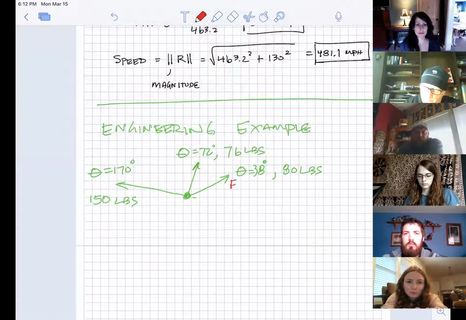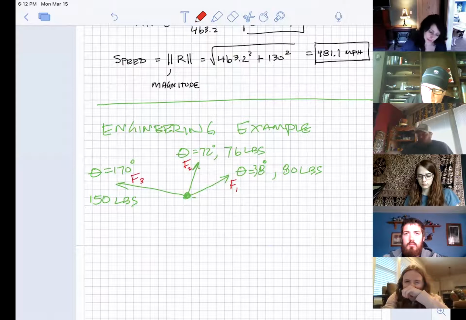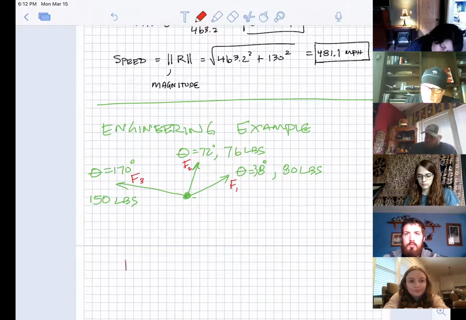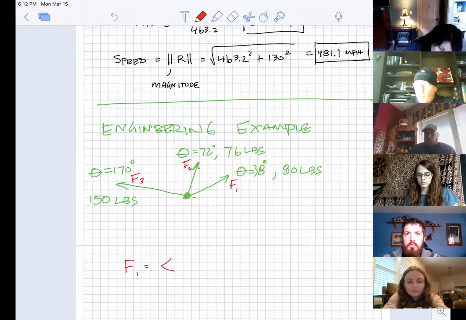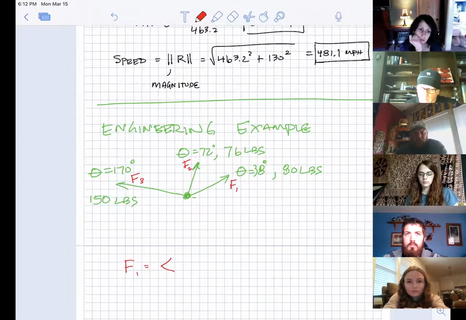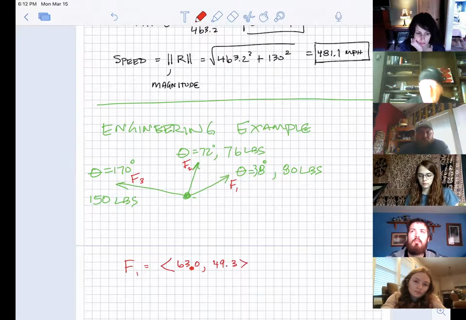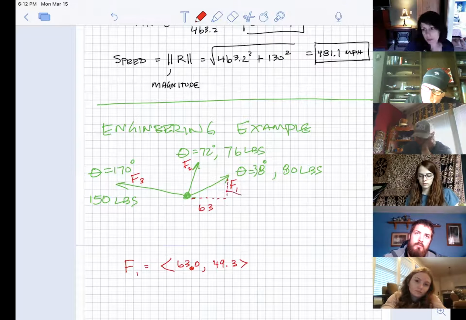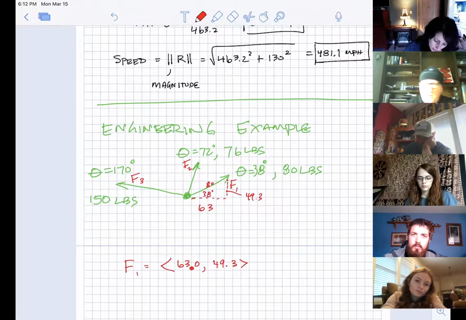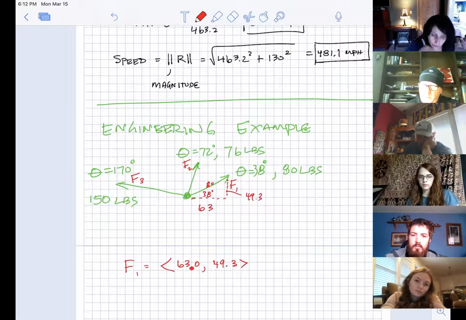So let's label these. We'll call this one force one, force two, and force three. I'm just going to write these out really fast. Force one, we said that if you take the radius 80 times the cosine of 38, that would give you the x coordinate. I got 63.04. I think I'll just call that 63. If I take 80 times the sine, I got 49.3. So there's the x coordinate, 63, and the y coordinate, 49.3. Notice that looks about right. This distance is 80. That angle is 38. That's kind of cool. That was really fast. All I did was break that into its x and y components.